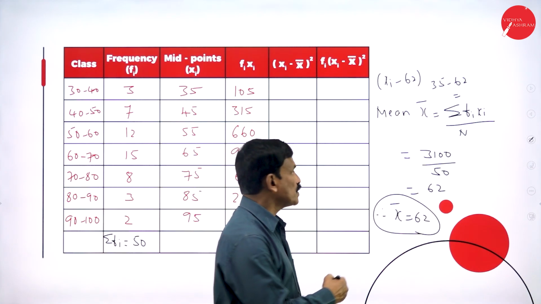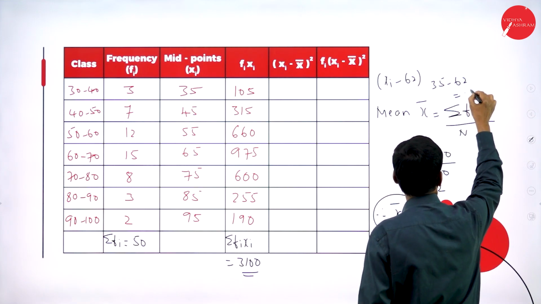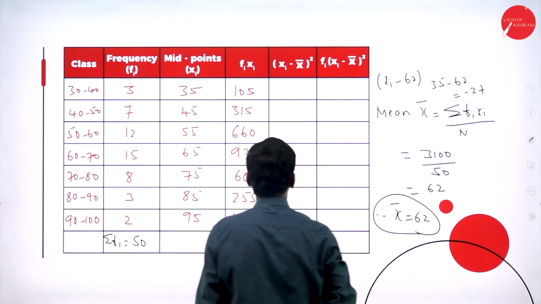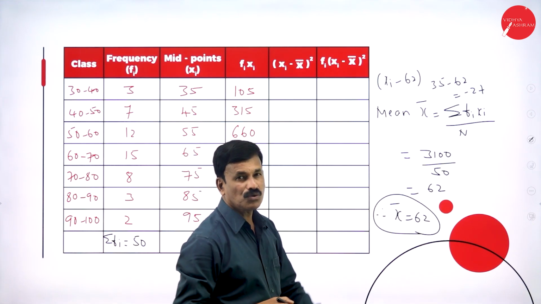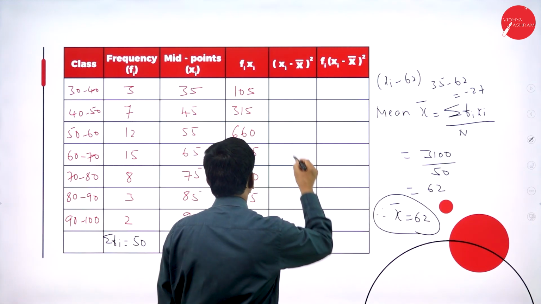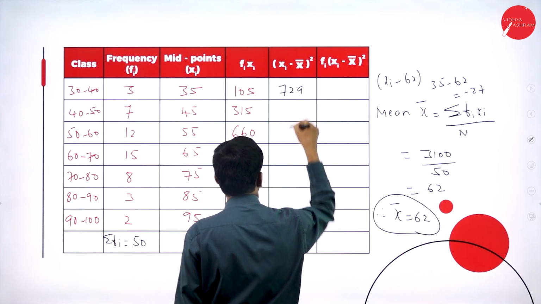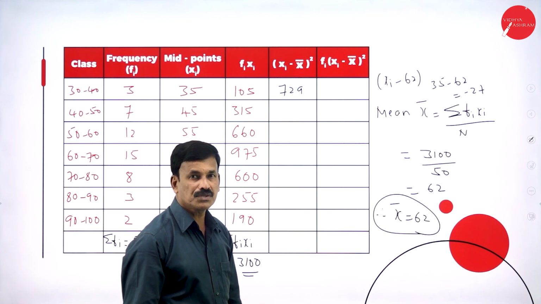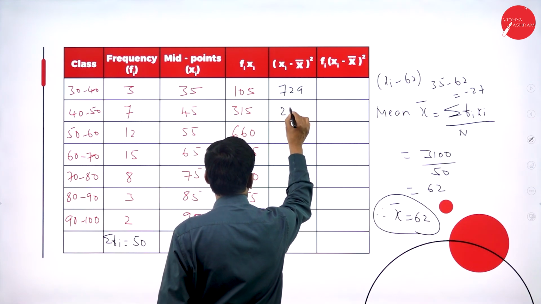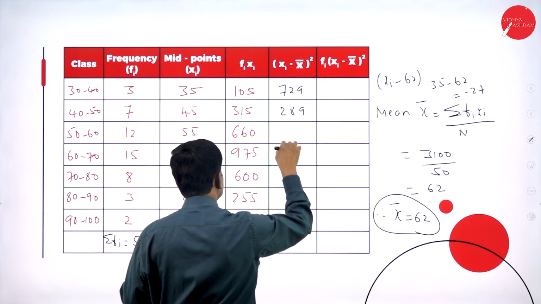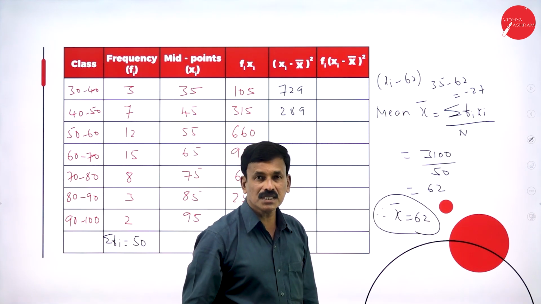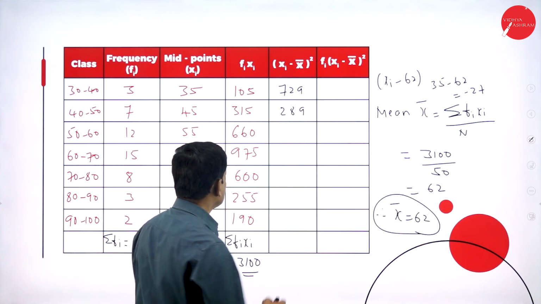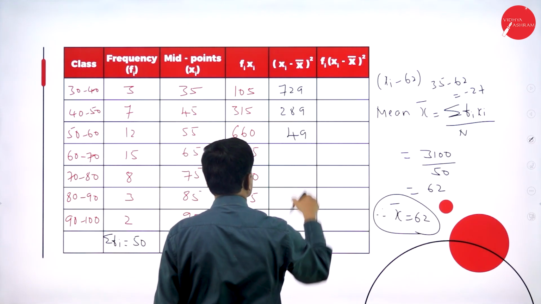So first one, 35 minus 62 is minus 27. If we square this, minus 27 whole square is equal to 729. Similarly, 45 minus 62 is minus 17, minus 17 whole square is 289. Then 55 minus 62 is minus 7, 7 square is 49.